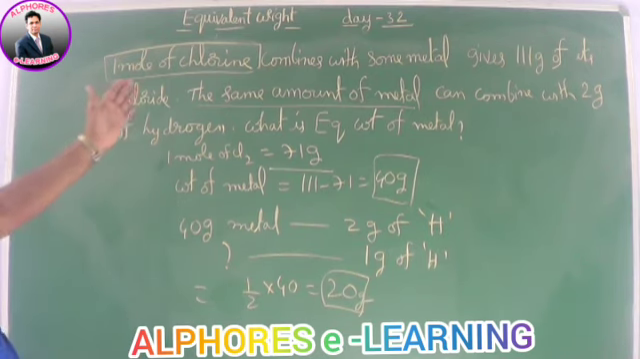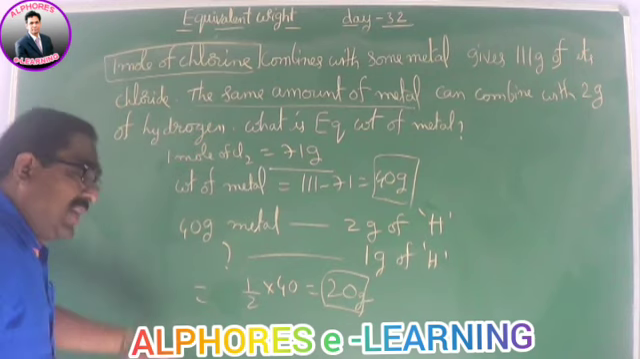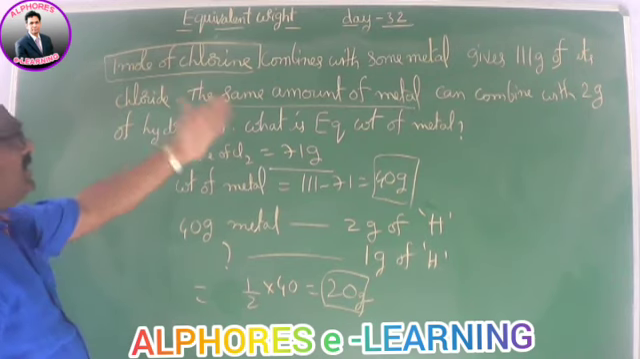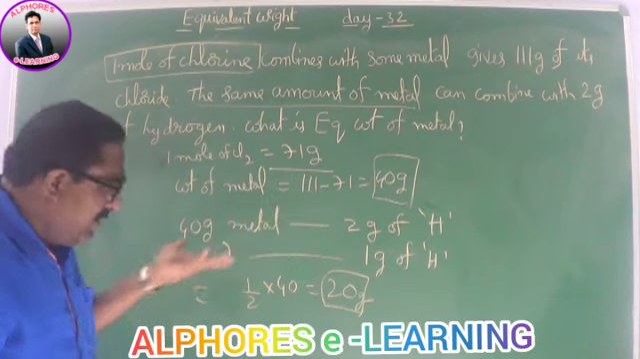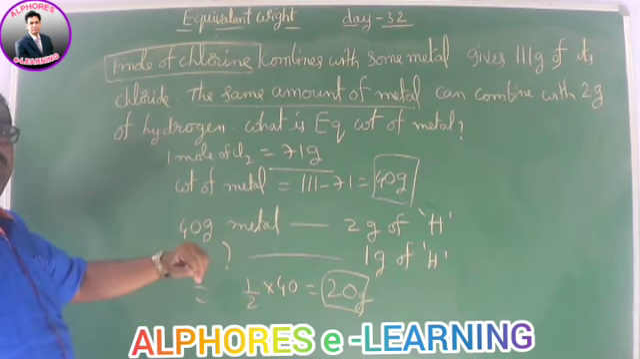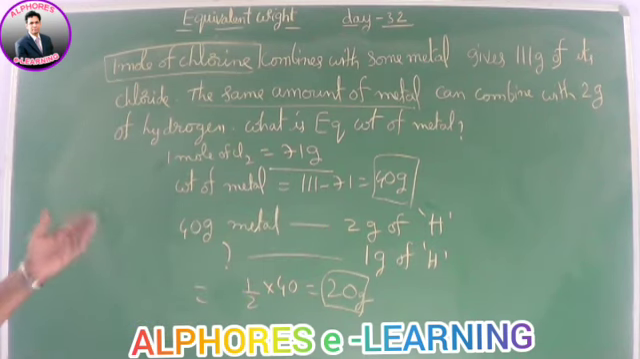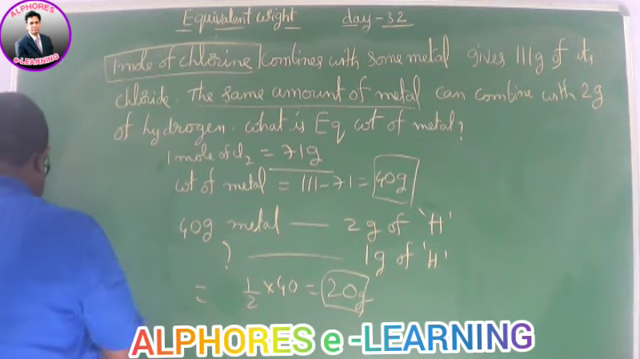So without knowing the formula of the metal also, we can estimate its molar mass based on the experimental data given to us. Please note down. I will go for one more question. Note down, students. Don't waste the time.